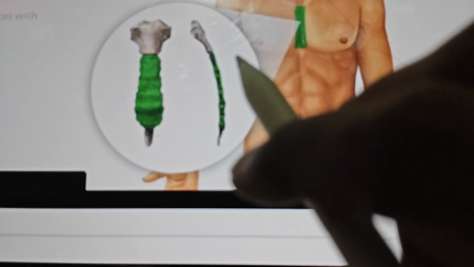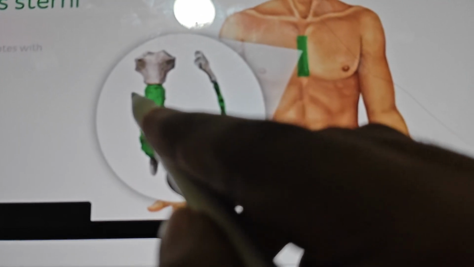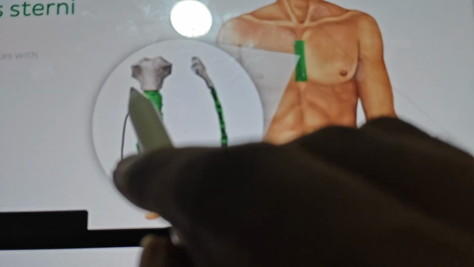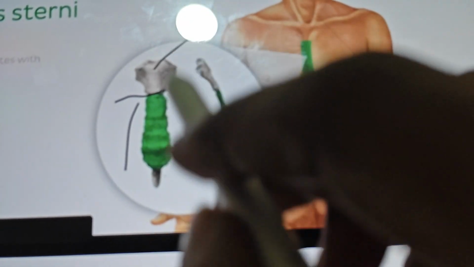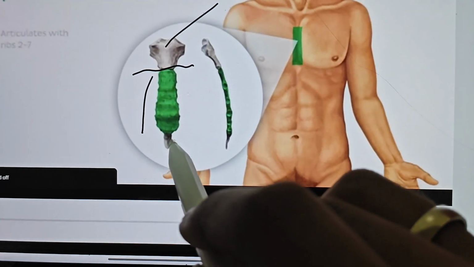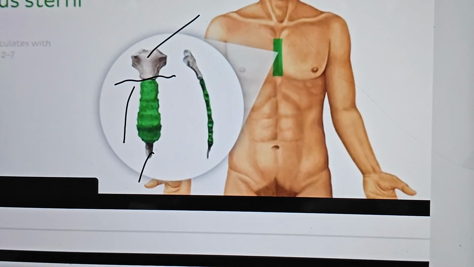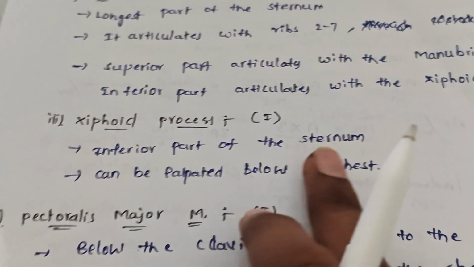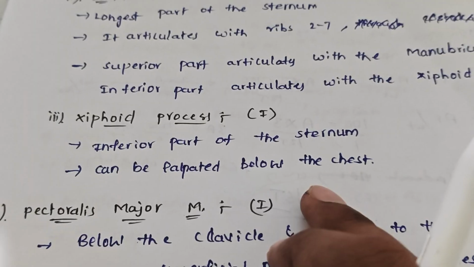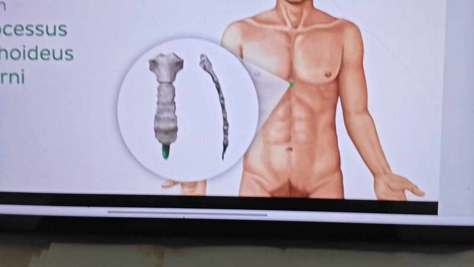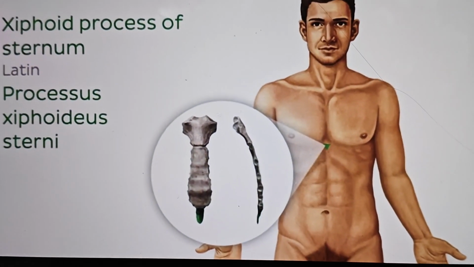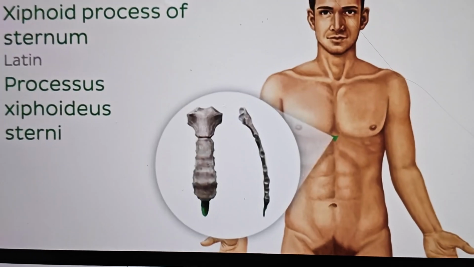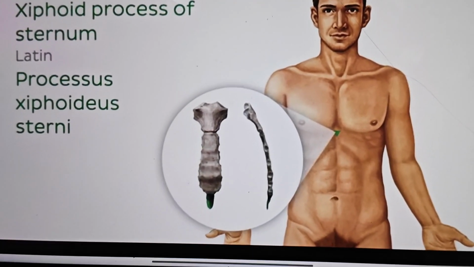In this picture, you can see that this one is the body of the sternum. Superiorly it articulates with the manubrium of the sternum, and inferiorly it articulates with the xiphoid process. Now lastly, the xiphoid process, it is the inferior part of the sternum. It can be palpated below the chest. This one you see right here is the xiphoid process of the sternum, which is the inferior part of the sternum.